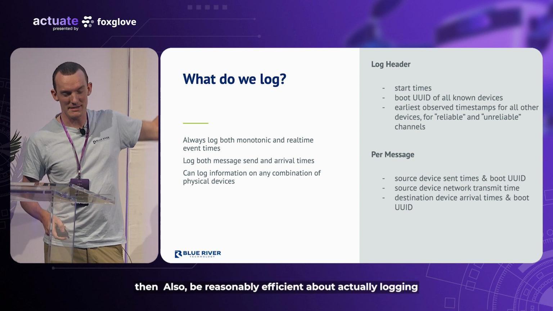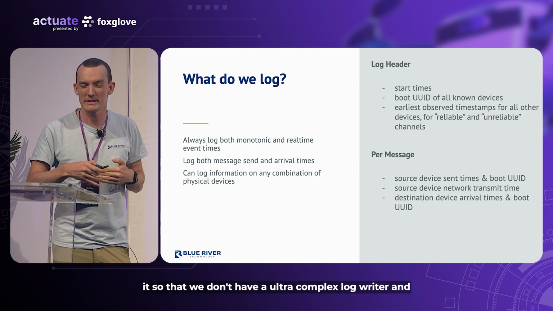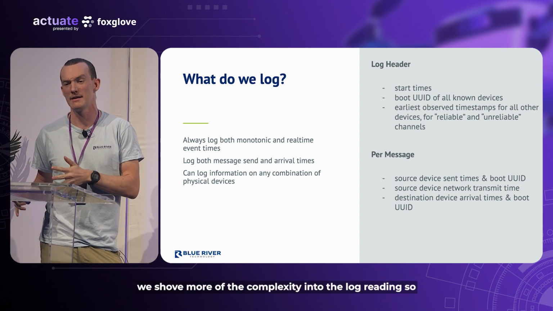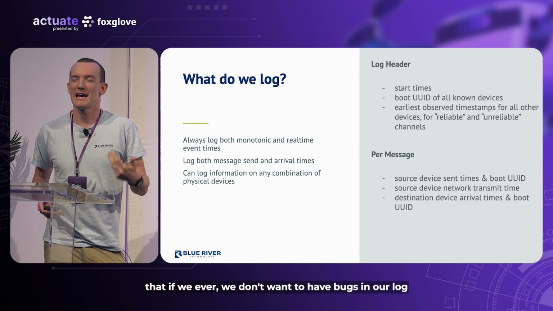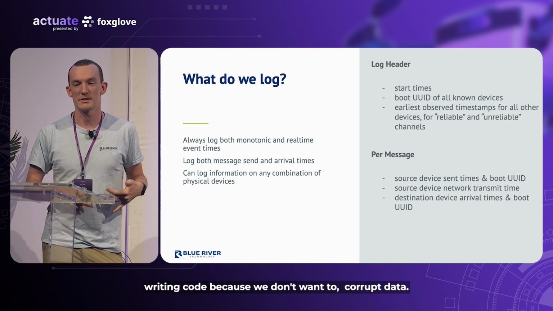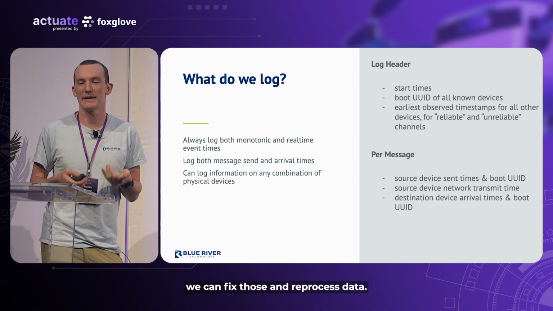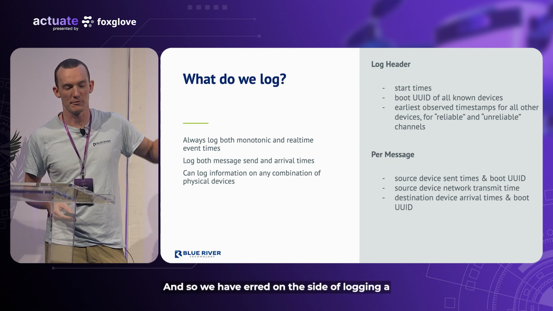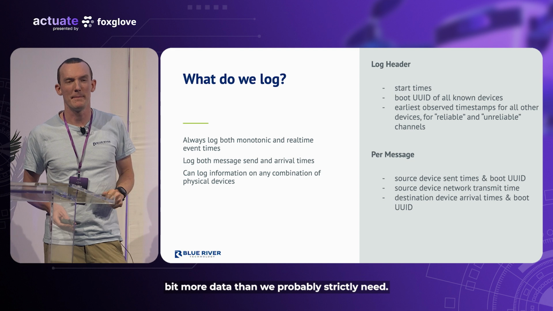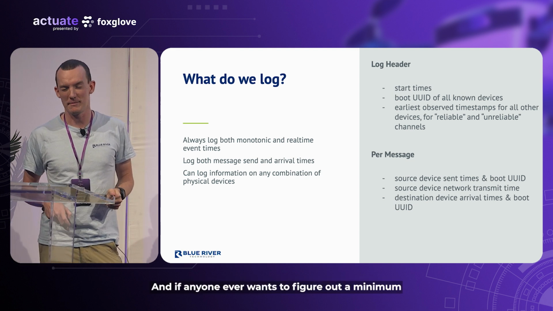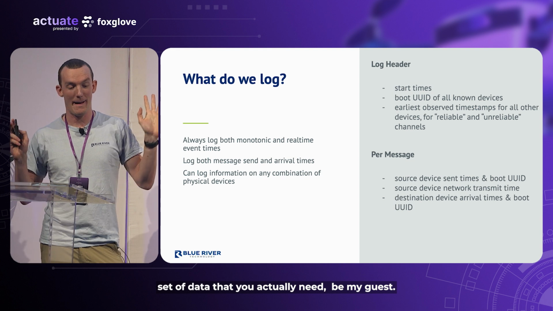and then also be reasonably efficient about actually logging it so that we don't have an ultra-complex log writer. We should have more of the complexity in the log reading, because we don't want to have bugs in our log writing code, since we don't want to corrupt data. If we have bugs in our log reading code, we can fix those and reprocess data. And so we have erred on the side of logging a bit more data than we probably strictly need. And if anyone ever wants to figure out a minimum set of data that you actually need, be my guest.